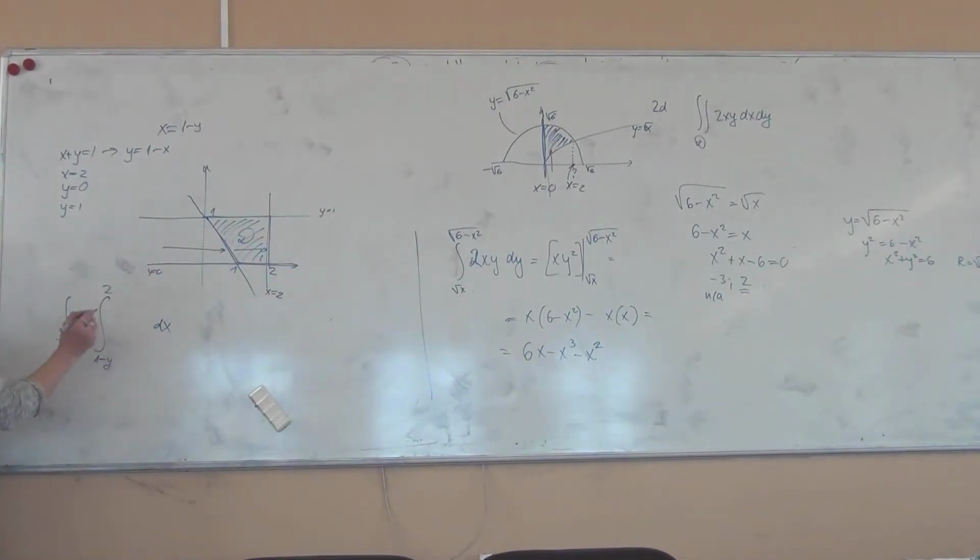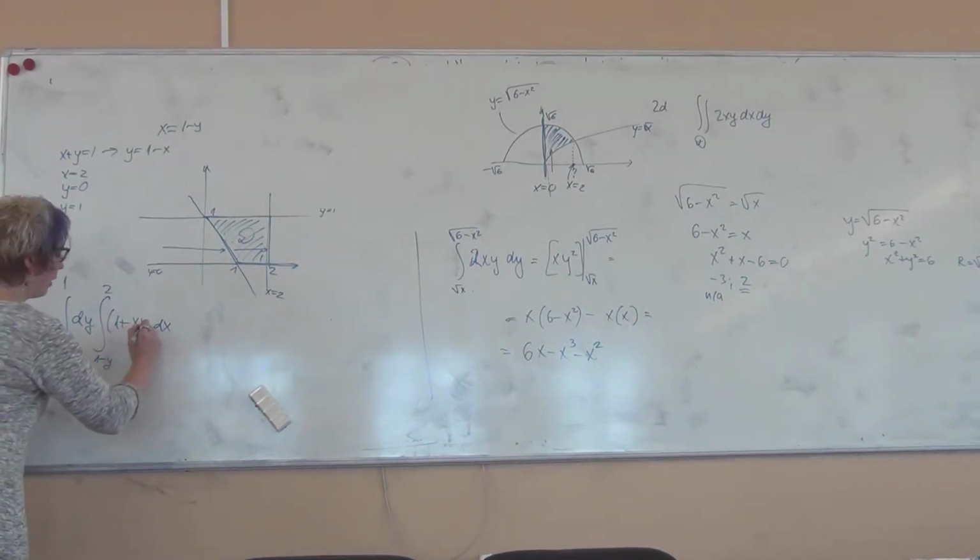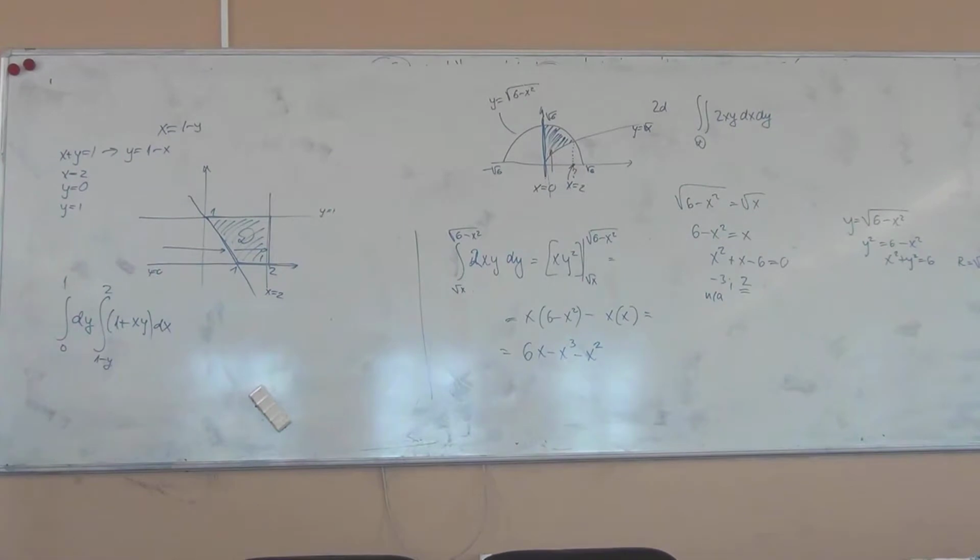The upper boundary, and then we have dy from 0 to 1, and the function 1 plus xy. So it will be just a polynomial again. I'm not going to finish this. You can finish it by yourselves. It's simple.